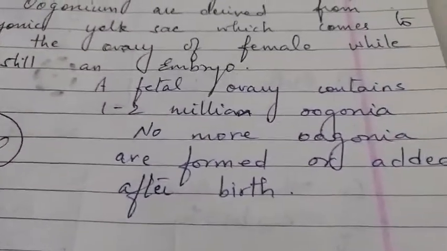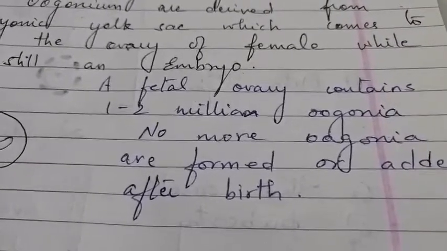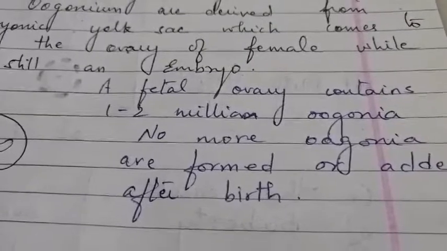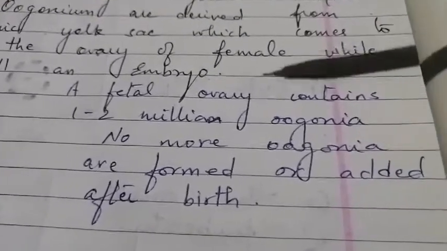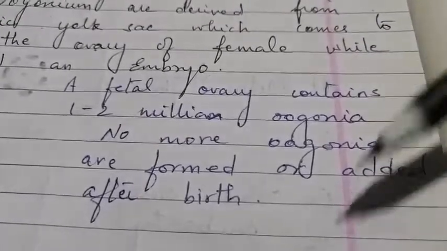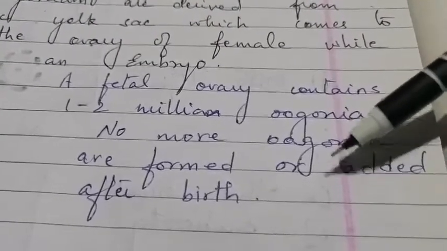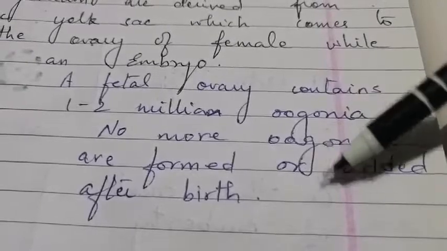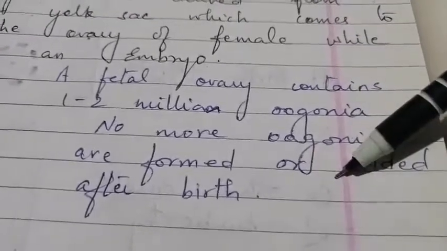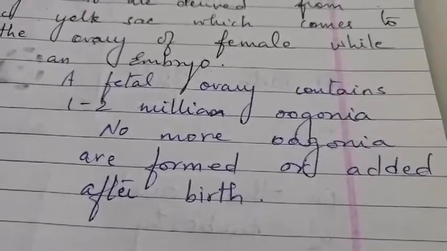So here you can see that the germ cells are derived from your yolk sac. Okay, so they are not derived from your germinal epithelium which is surrounding your ovary. And a female is born with a fixed number of oocytes. Remember, a fetal ovary contains 1 to 2 million oogonia. Okay, and when the individual is born, then this number gets reduced. But we find that no more oogonia are added or formed after birth. Fine.